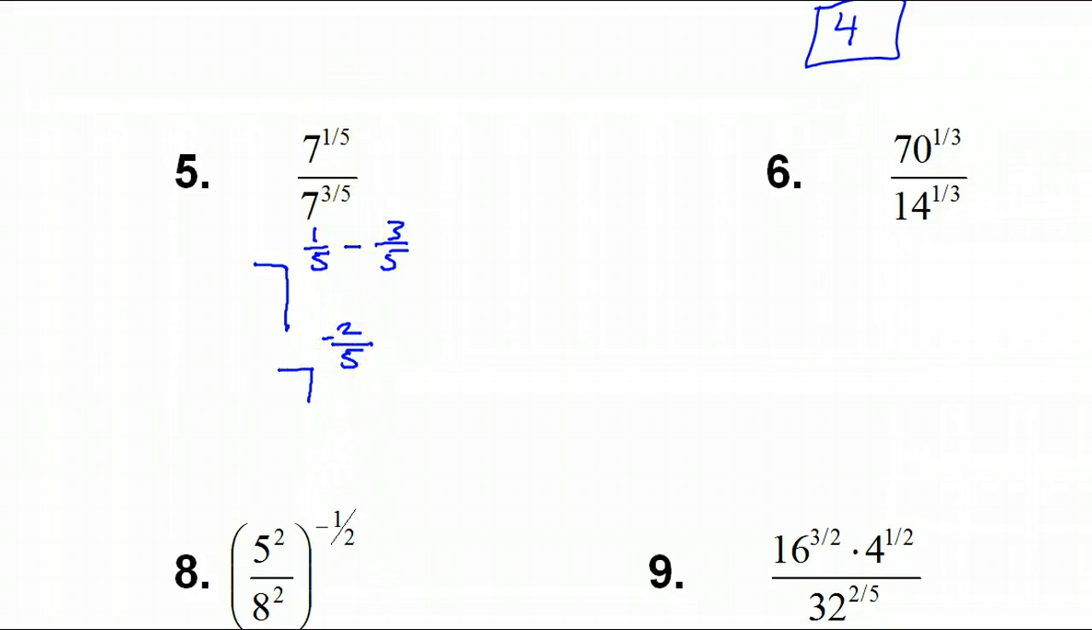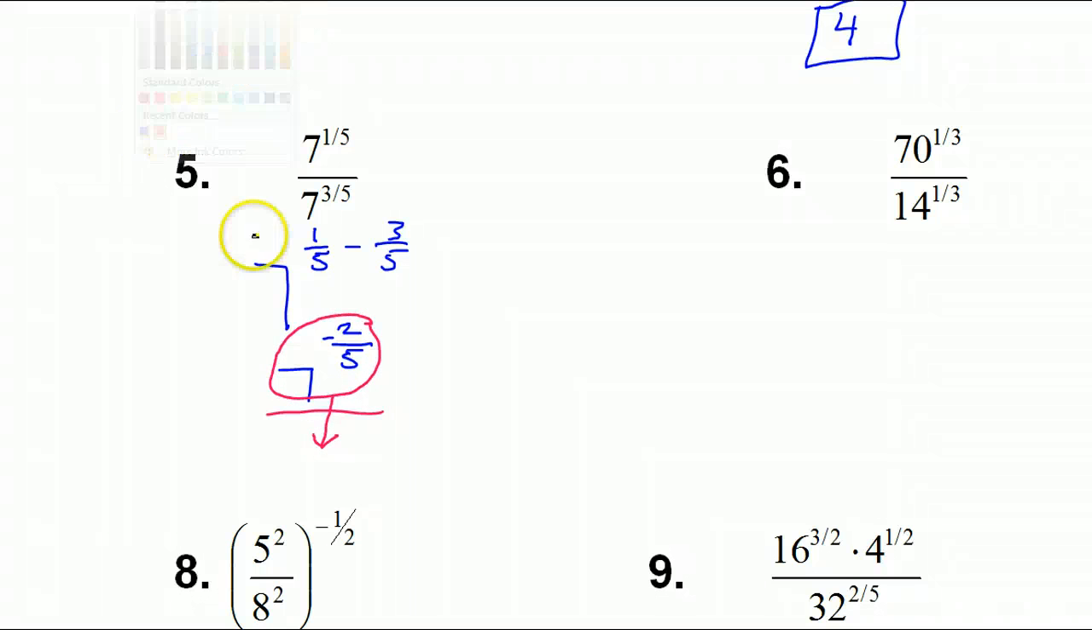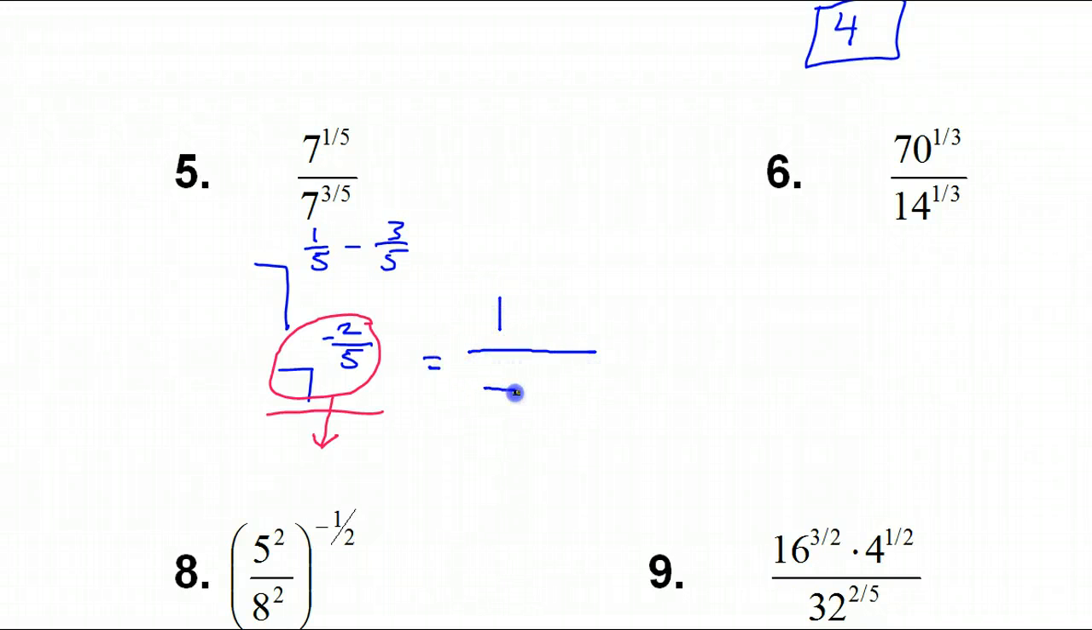Now, because this has a negative exponent, that means it is on the wrong side of this invisible fraction line. So I have to take this expression and drop it down. If I do that, then what I have is 1 over 7 to the 2/5 power. And that will be the answer to number 5.